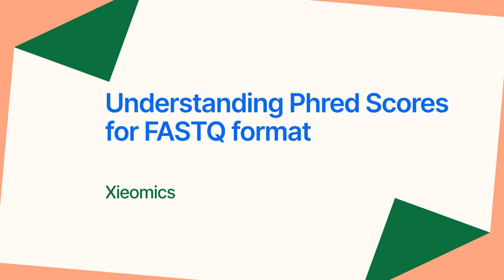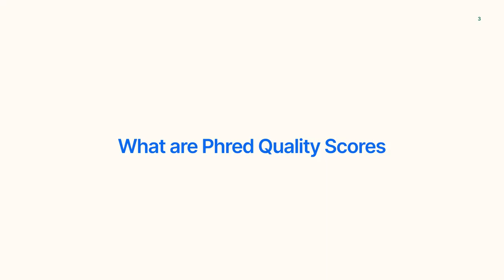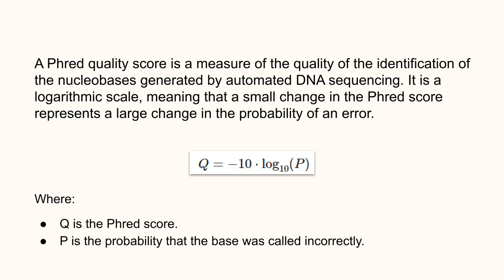If you work with next-generation sequencing data, understanding quality scores is essential for assessing the reliability of your sequence data. What are Phred quality scores? Phred quality scores are quality metrics used in DNA sequencing. They represent the probability that a base call is incorrect. The higher the Phred quality score, the more confident we can be that a base was called correctly.